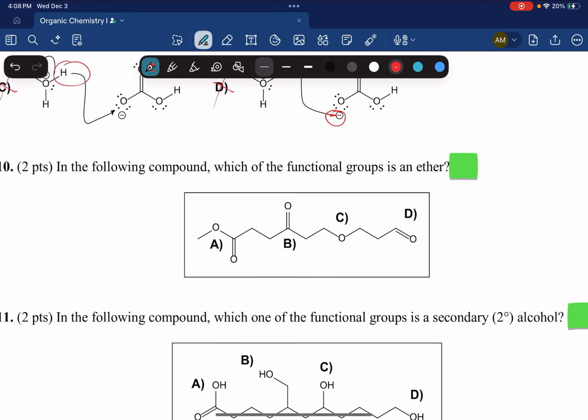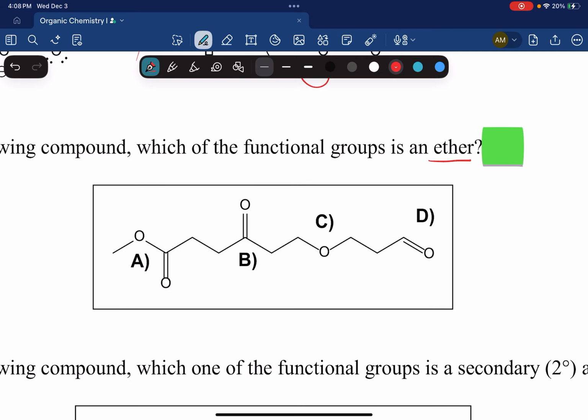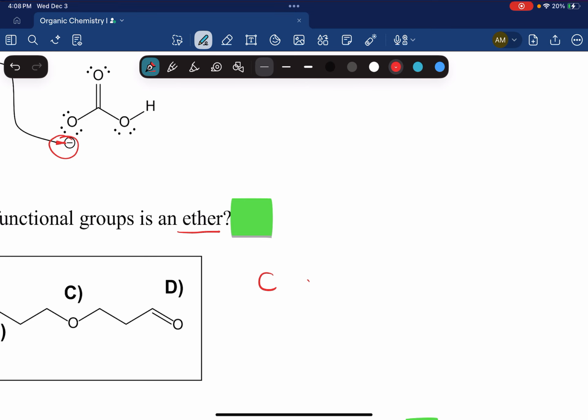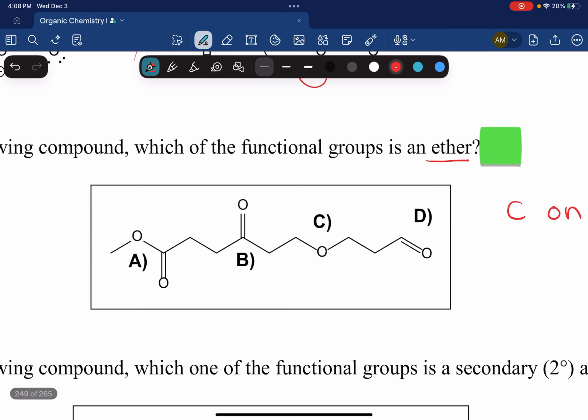Okay, moving on. Which one of them is an ether? Ether has a carbon on either side of oxygen.